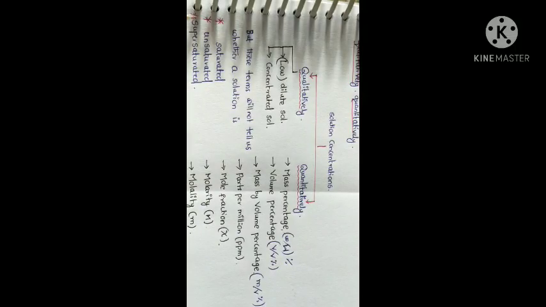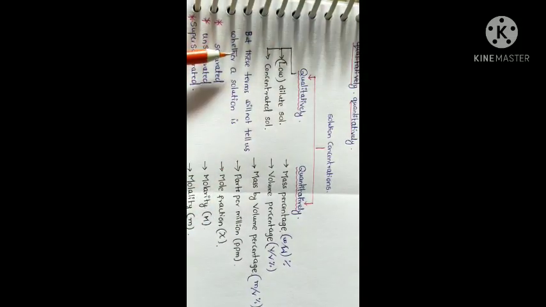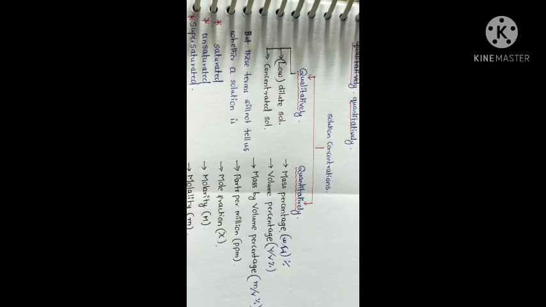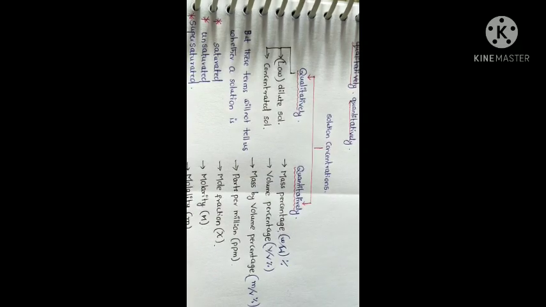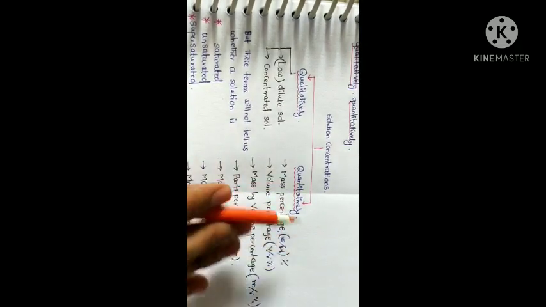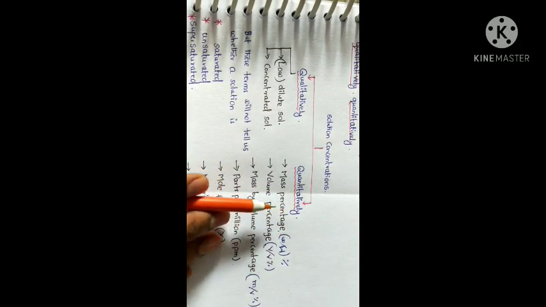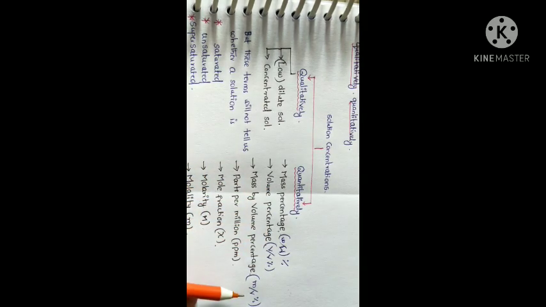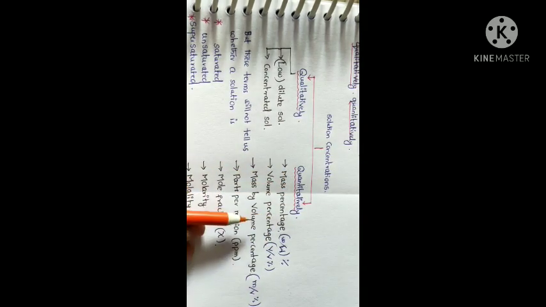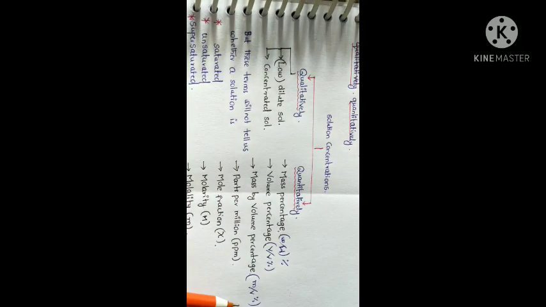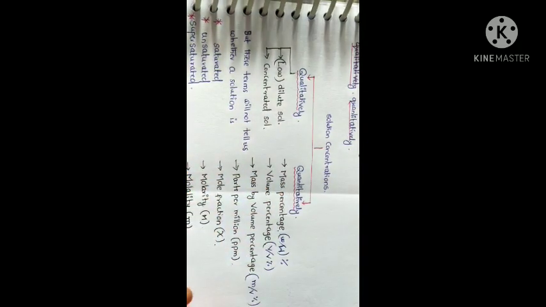But what happens here? These terms cannot explain whether a solution is saturated, unsaturated or supersaturated. They can only explain dilute solutions as well as concentrated solutions. Another way to express the concentration of solutions is quantitatively. In the quantitative way, we can calculate the specific amount of solute present in the solvent. There are a number of ways quantitatively.